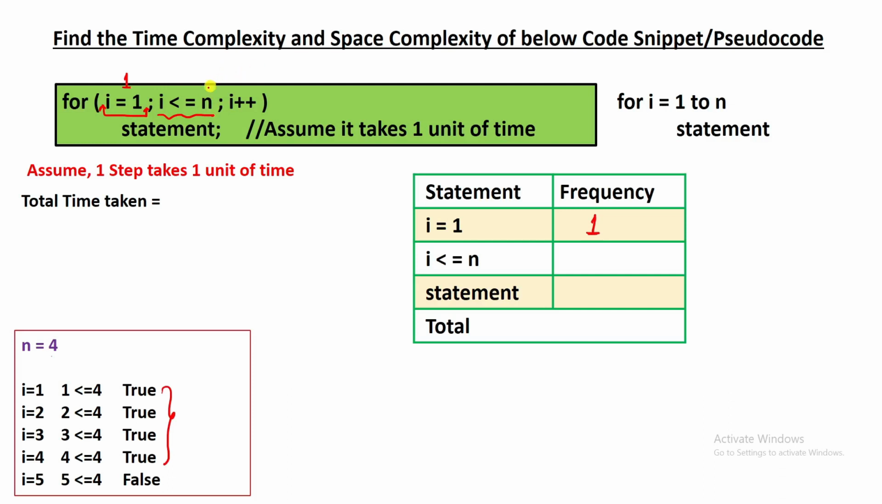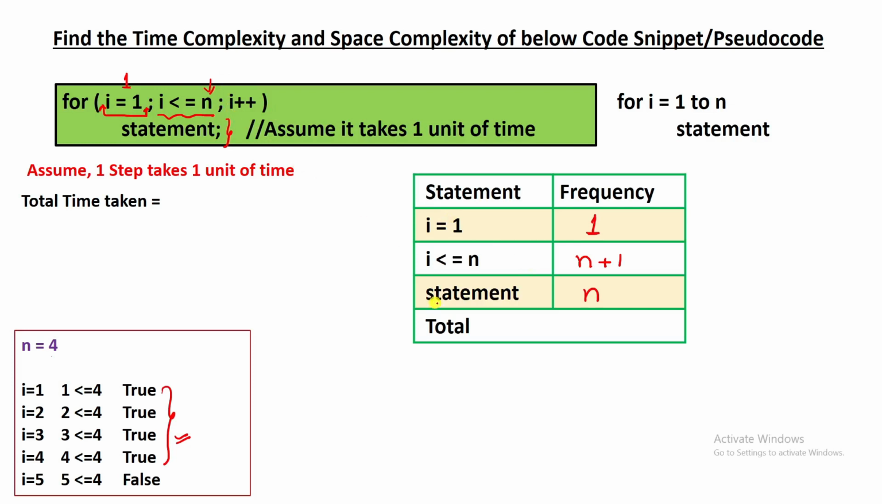So for general n, this statement will be executed n plus 1 times. The number of times I less than or equal to n is true is the number of times the loop body is executed. For n equal to 4, it was true 4 times, so for n, it will be true n times.